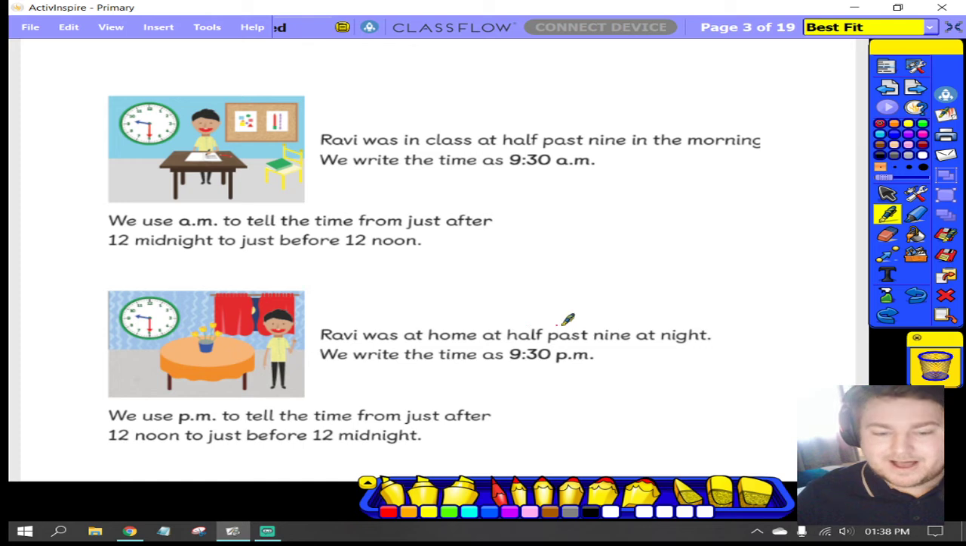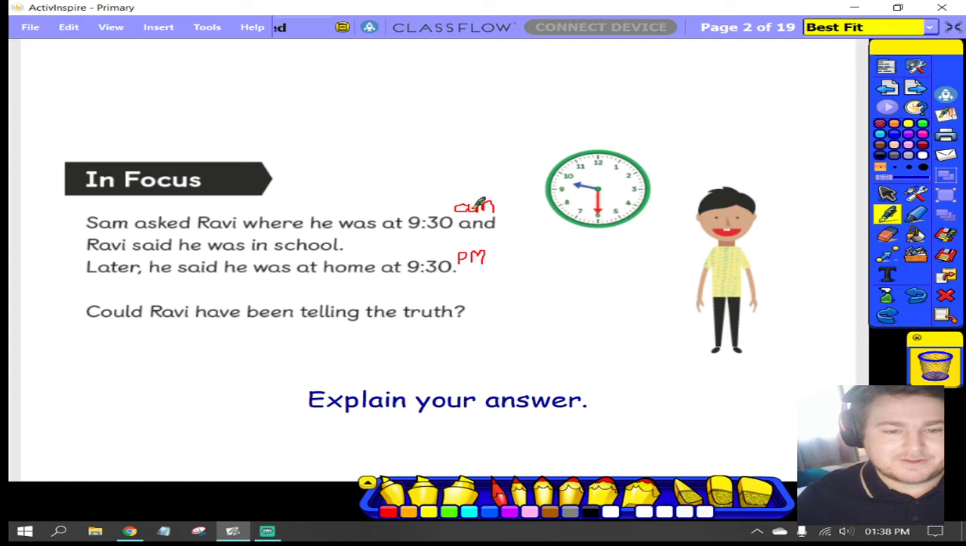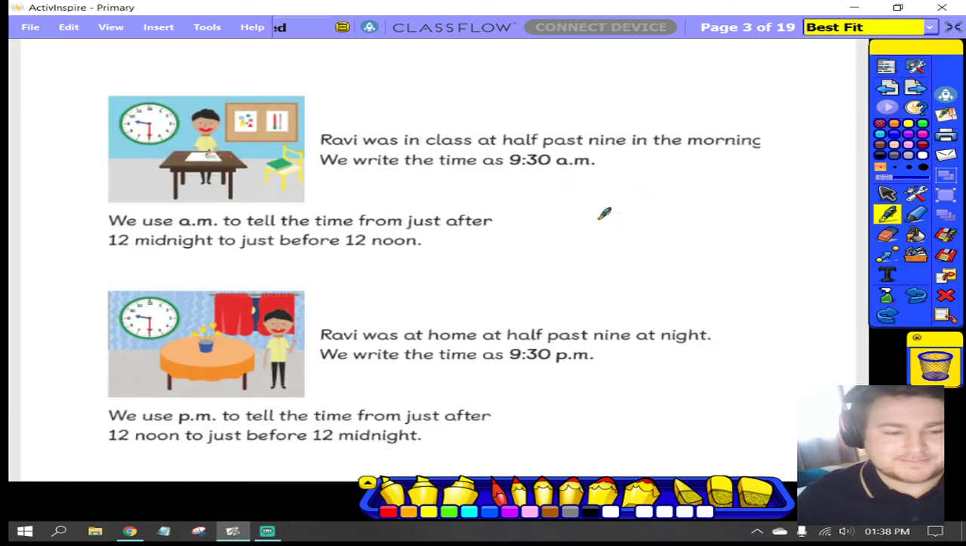Ravi was at home at 9:30 at night or in the evening. We write the time as 9:30 p.m. Let's go back and just add my dots there. There we are. And I must remember to do that from now on. We use PM to tell the time from just after 12 noon to just before 12 midnight.